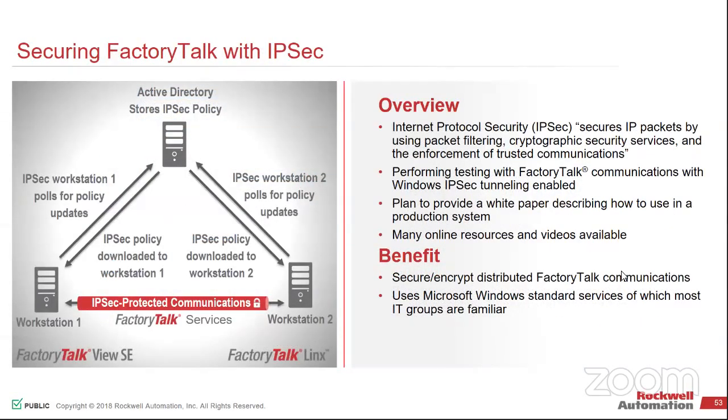Moving over to IPsec, this is for workstation to workstation communication essentially. So as we see here, we have all of our workstations within our environment. Workstation 1 and workstation 2 have IPsec protected communications, meaning at the packet layer of the Ethernet communication, we're doing inspection and we're doing encryption to make sure that every single piece of data on the wire is secure and encrypted, moving back and forth between the two.